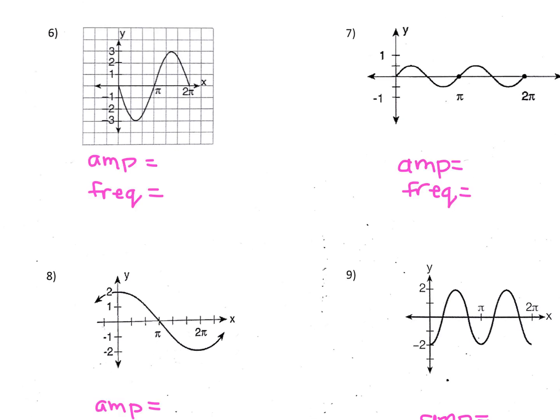All right, so if we take a look here at number 6, now the amplitude, here's our midline, the x-axis, the height from the midline is 3 units. We go up 3 as well as down 3. So the amplitude is going to be 3. That's our height.